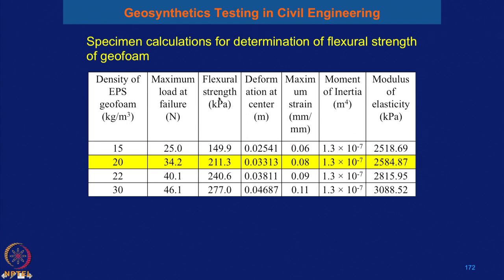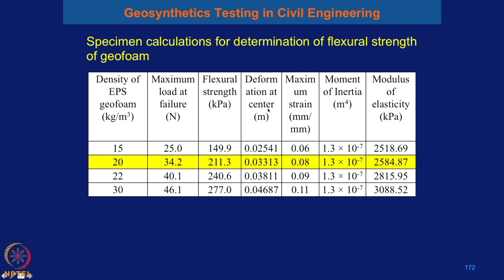So, from this we have calculated the flexural strength. For 15 kg per meter cube EPS density, the flexural strength of EPS geofoam is 149.9, for 20 density 211.3 kilopascal, for 22 density it is 240.6 kilopascal, and for 30 EPS density the flexural strength is 277.0 kilopascal.